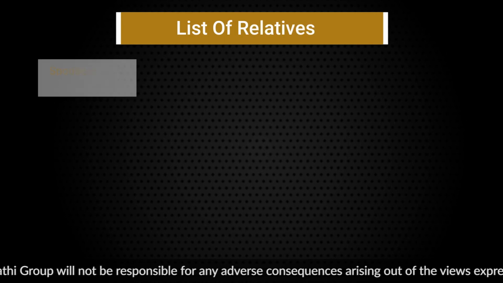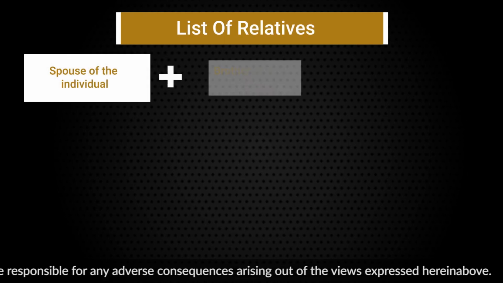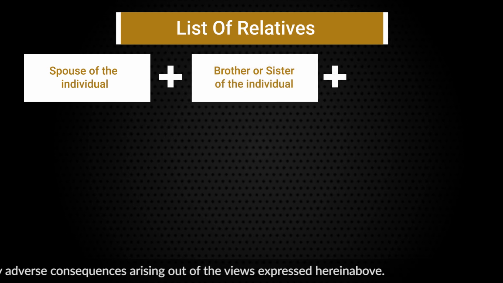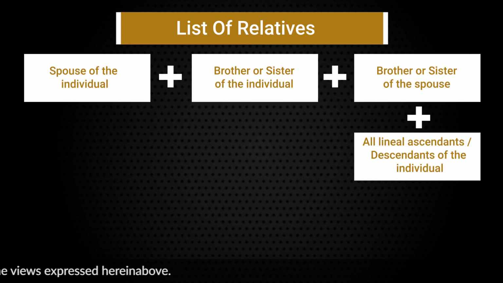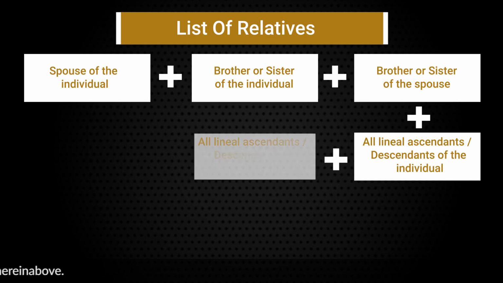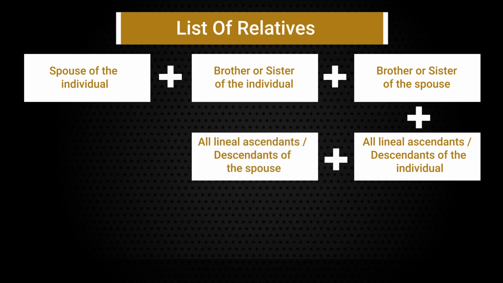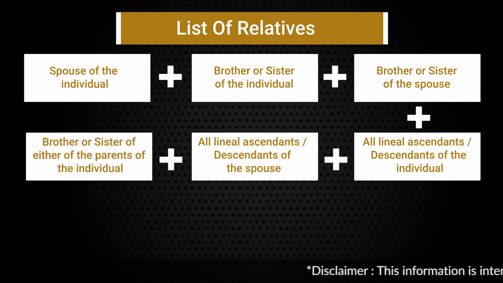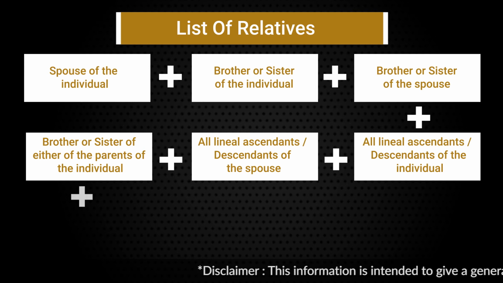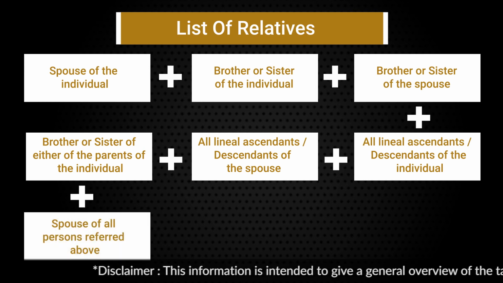It starts with the spouse of the individual, brother or sister of the individual, brother or sister of the spouse, all lineal ascendants and descendants of the individual, all lineal ascendants and descendants of the spouse, brother or sister of either of the parents of the individual, or the spouse of all the people I just mentioned.